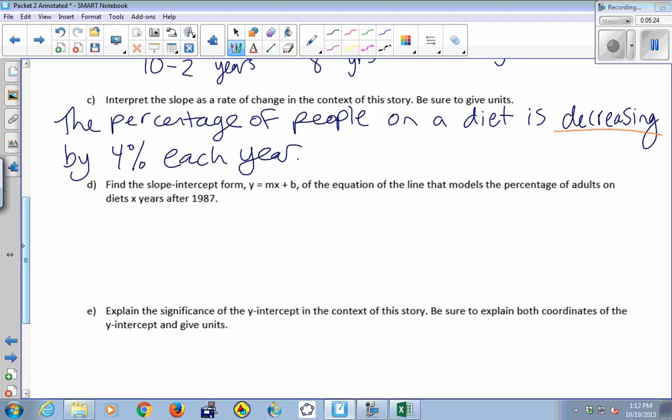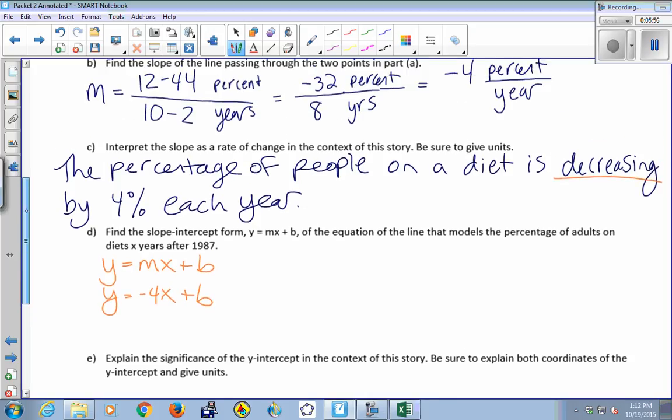All right, so I now have the slope, and I want to write an equation of this line that models the percentage of adults on diets x years after 1987. So the equation in slope-intercept form is y equals mx plus b. And I now know what m is, so I'm going to put that in. It's negative 4. And the only other thing I need is b, the y-intercept. Anyone know how to figure it out? Yeah. Plug in one of my points. Which point?